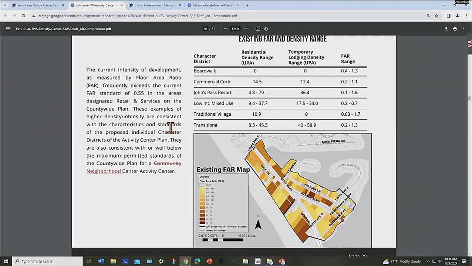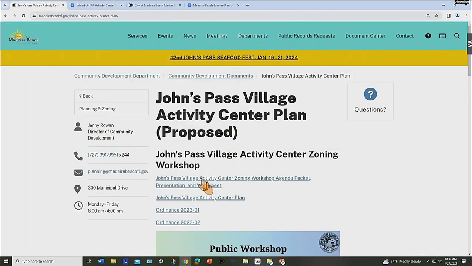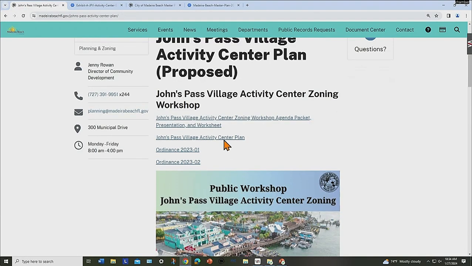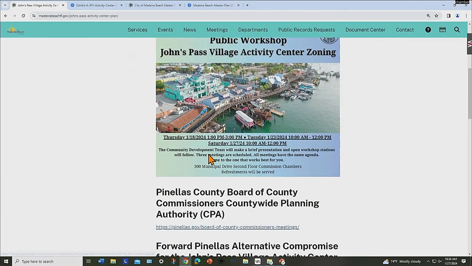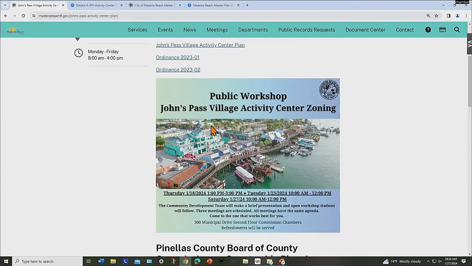I pulled it up. This is in the special area plan. This is on our website, and we have all the material, the activity center plan, the ordinances themselves. I linked to the Pinellas County Board of County Commissioners meeting because they'll have an agenda packet.